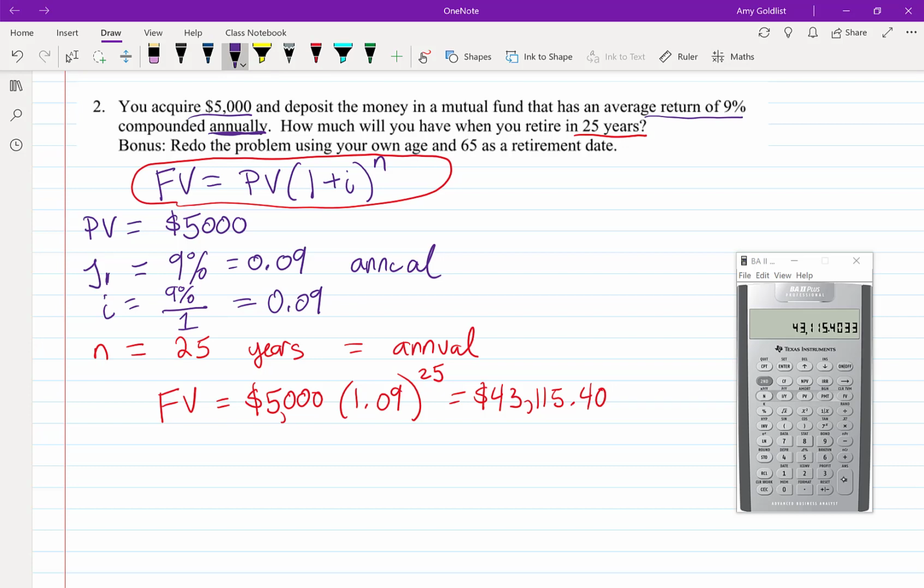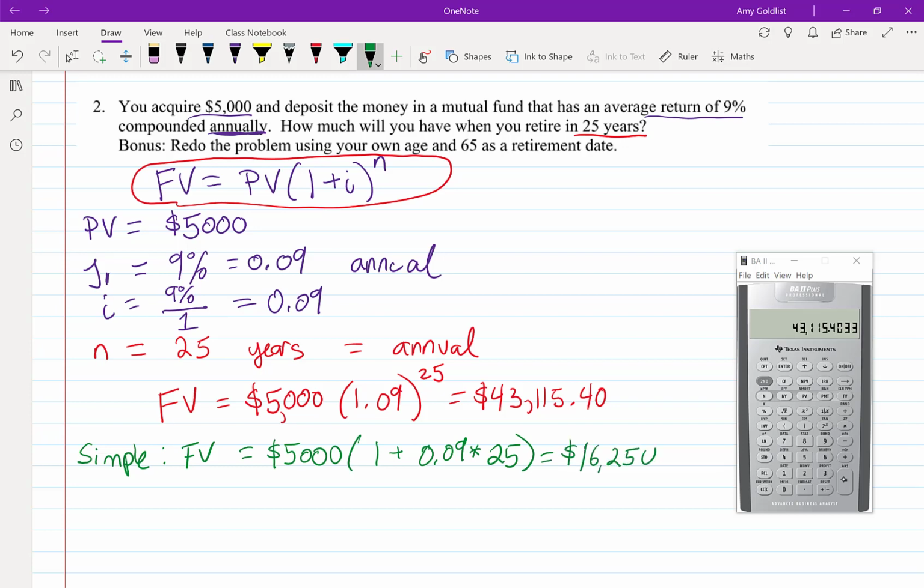Just to check, what if I had done simple interest? I would have started with $5,000 and I would have multiplied by 1 plus 9% times 25 years. Dumping that into a calculator, I would have had $16,250. What would you prefer, 43,000 or 16,000? This is definitely better.